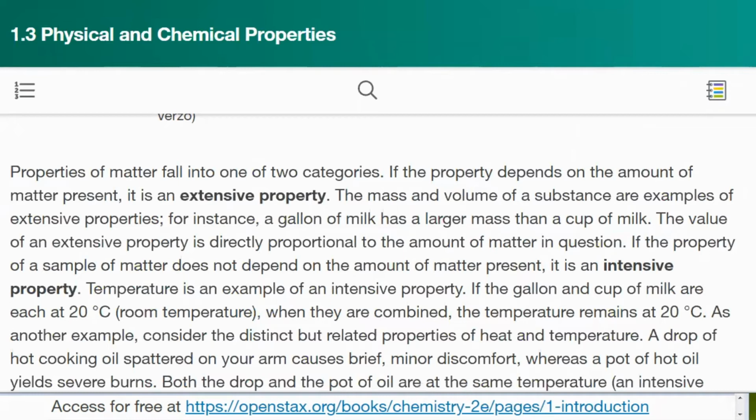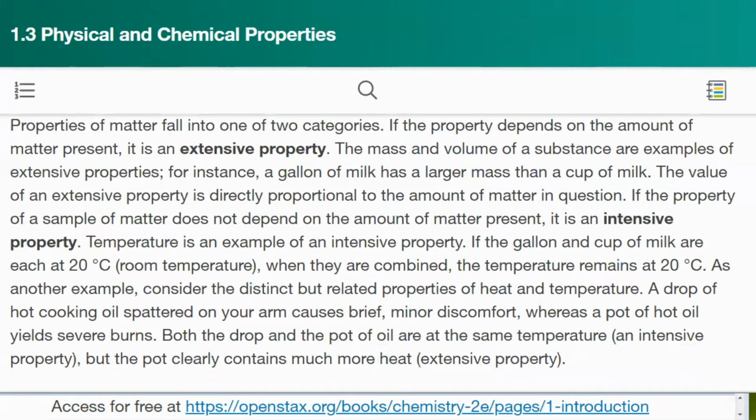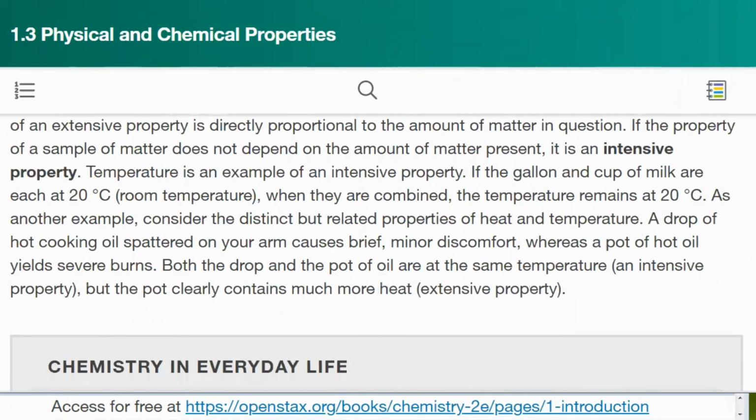Temperature is an example of an intensive property. If the gallon and cup of milk are each at 20 degrees Celsius, room temperature, when they are combined, the temperature remains at 20 degrees Celsius. As another example, consider the distinct but related properties of heat and temperature. A drop of hot cooking oil spattered on your arm causes brief, minor discomfort, whereas a pot of hot oil yields severe burns. But the drop and the pot of oil are at the same temperature, an intensive property. But the pot clearly contains much more heat, an extensive property.